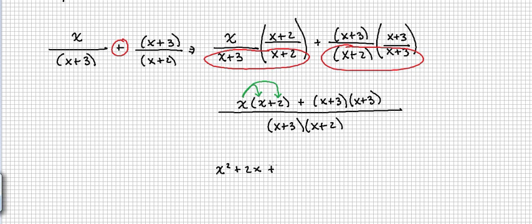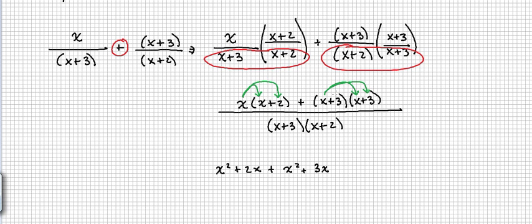And then we're going to add. Okay, we're going to distribute this x to these two first. That's going to give us x squared plus 3x, because they're being multiplied. They're not being added here, they're being multiplied.